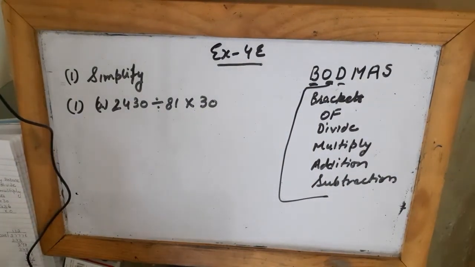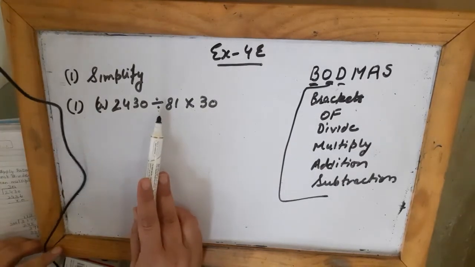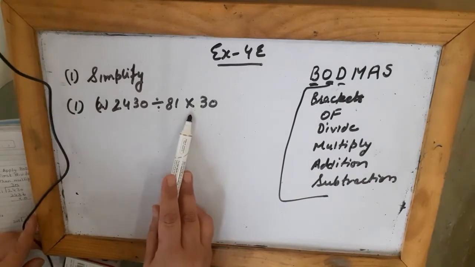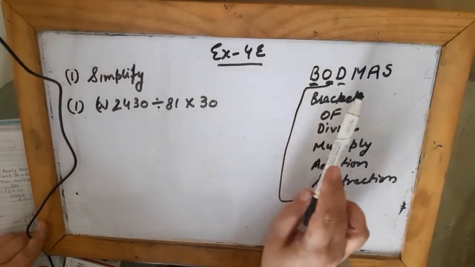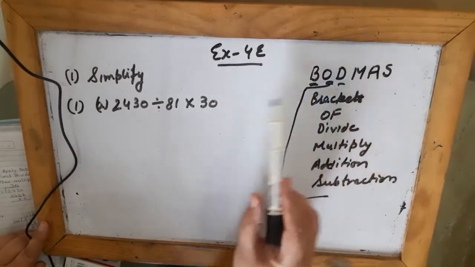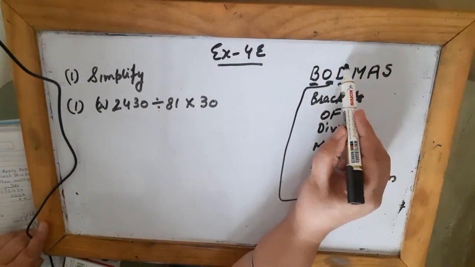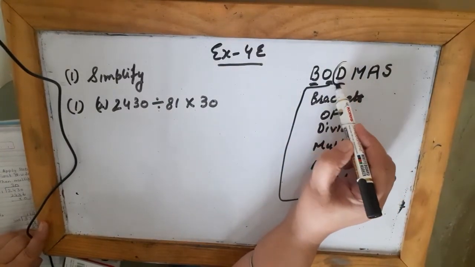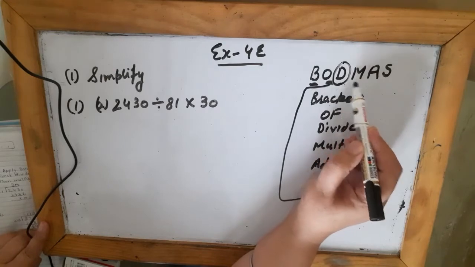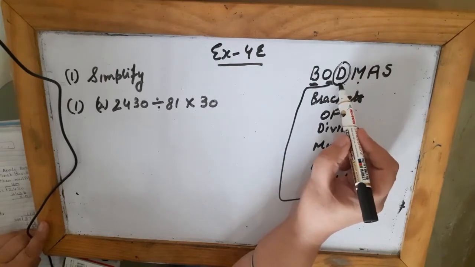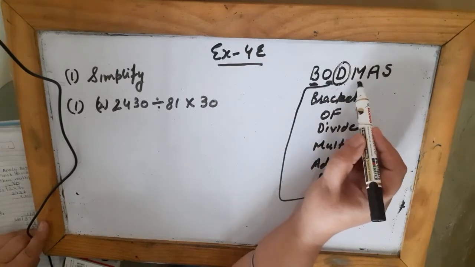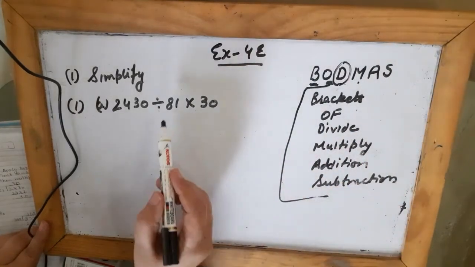Now how to follow this? Let's come to the question. So in this you can see you have to divide also and you have to multiply also. So it means I have to apply BODMAS. So in the BODMAS, if you see the sequence, divide comes before multiplication. It means first I have to divide and then I have to multiply.